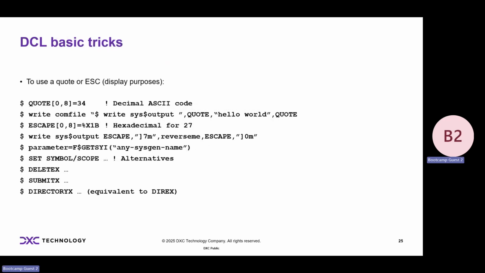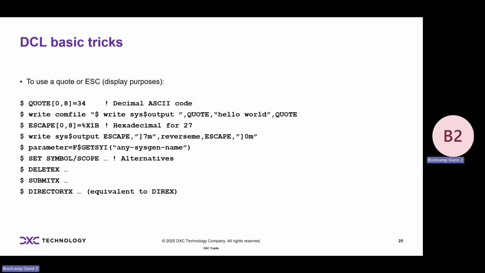Right, so basic tricks. If you want to use quotes in strings, it becomes really difficult. So the easiest way is to simply define something called quotes and put the ASCII value of the quote in there, and you can then actually use the quote in strings.